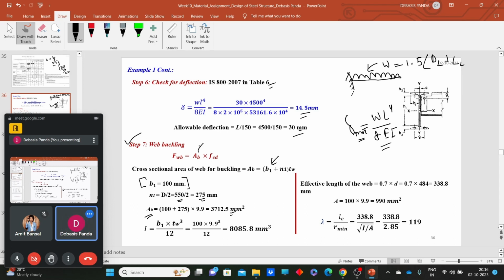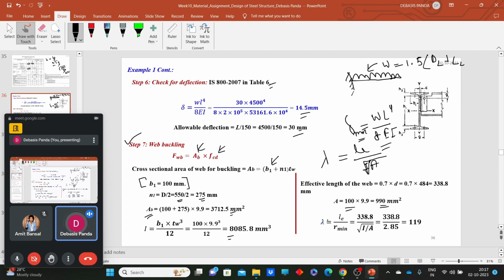Ab value is already calculated. Now how can we calculate the value of Fcd? For the Fcd we need to know the lambda value. So what is that lambda? To calculate the lambda value, we need to know the effective length and we need to know the area of this web portion and the moment of inertia. So moment of inertia, it's a rectangular section, so b1 tw cube by 12, we can calculate it easily. So that comes as this. And what will be the area portion? Solid area portion, that is nothing but the bearing length into tw. So that comes as this 990 mm square.